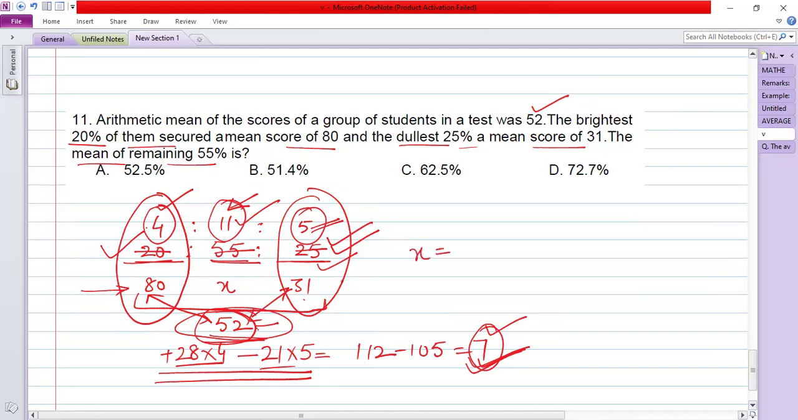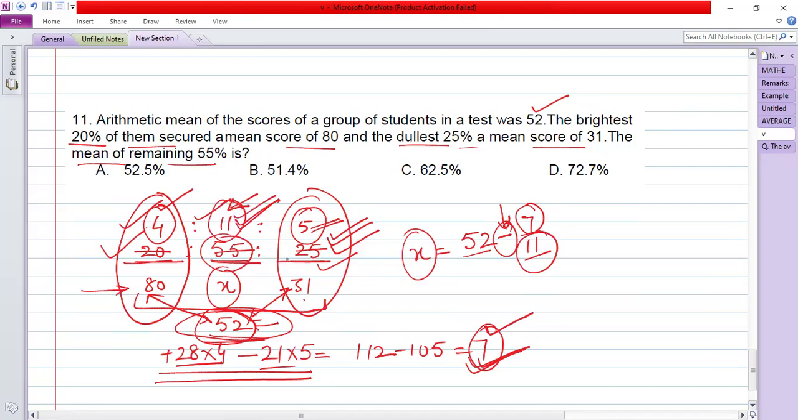So what is this x, the average marks of these 55, or 11 students? It must be 52 minus 7 divided by 11. I repeat, why is it minus here? Because the top 20% and the lowest 25% were having plus 7, meaning more. So these 11 students must have less. That's why it should be minus. And 52 minus 7, and this 7, obviously, is to be distributed among all the 11.